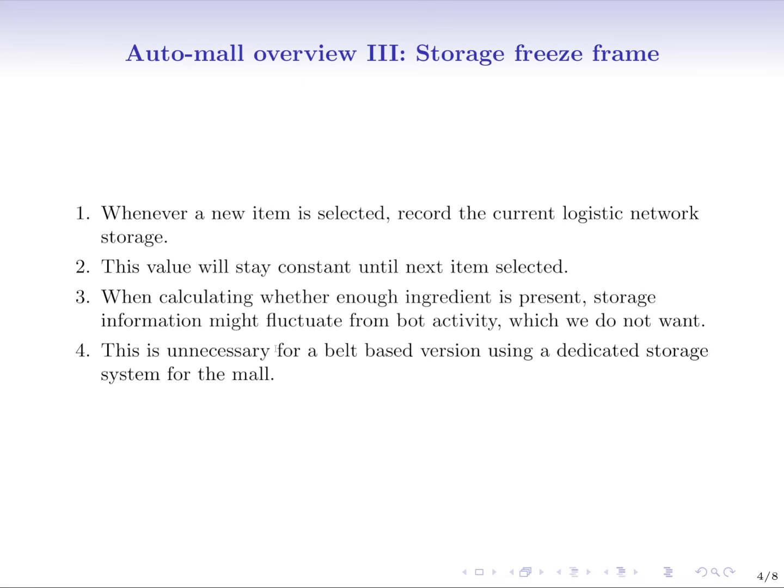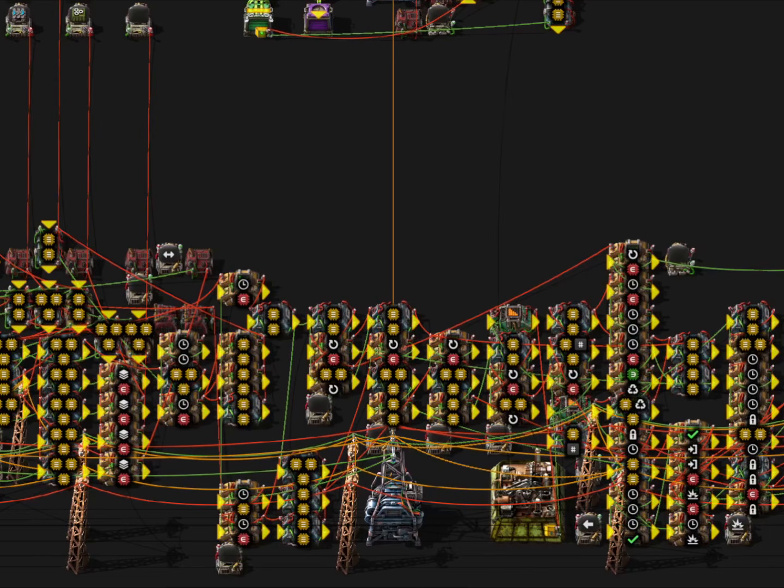Now, if I make a belt-based version of the Automall, this would not be necessary because we would use a dedicated storage system that is not affected by bots. And here's how it looks in game. I have these circuits taking in the logistic storage content and only passing it through if we have a new item being queued. But right now it looks really ugly, so I hope you look forward to my video explaining how to do this.